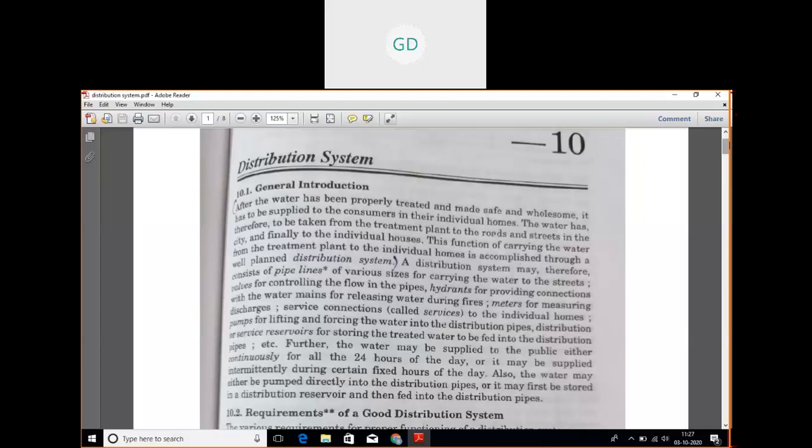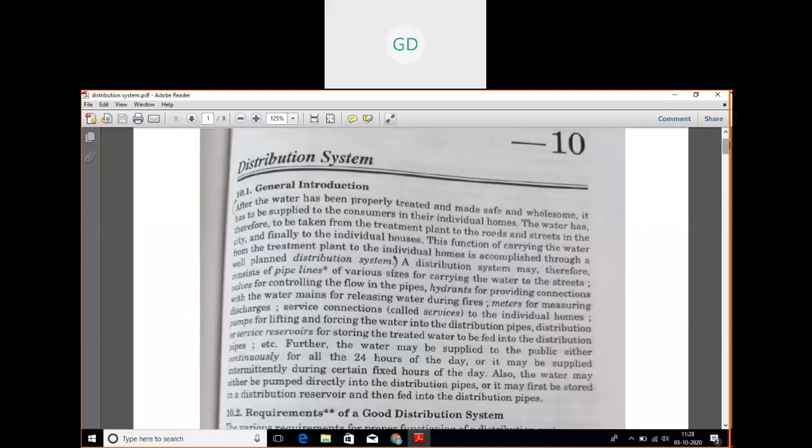In a distribution system, there are many things. It consists of pipelines. Then it has hydrants, which are used for providing connections with the water mains. Then you have meters, for measuring the discharge. Then you have service connections to your individual homes. Then pumps are also needed. All these things are included in a distribution system. Clear? So this is, as a whole, a distribution system.